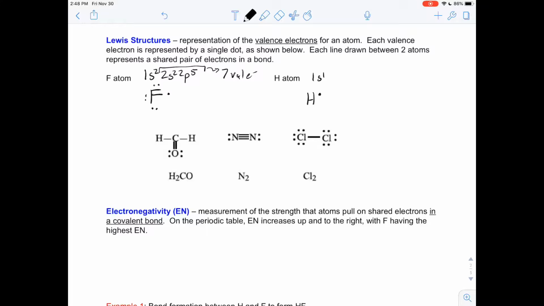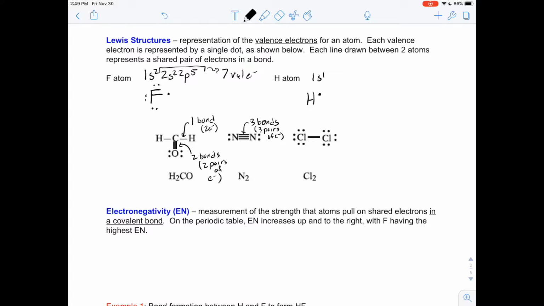Then as we go and draw these Lewis structures that I have here below, a single line represents one bond, which is going to be sharing 2 electrons. This double line here represents 2 bonds, which is going to be 2 pairs of electrons. So that would be a total of 4 electrons here. These 3 lines here would represent a triple bond or three covalent bonds, so sharing of 3 pairs of electrons.